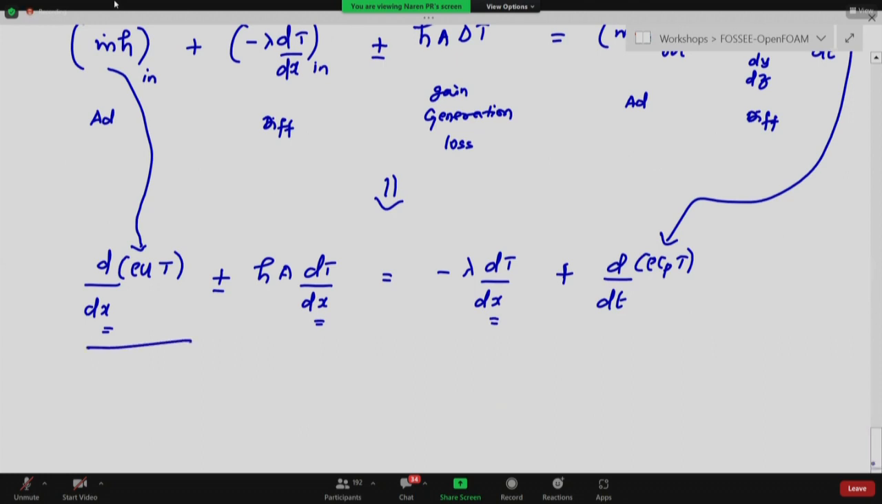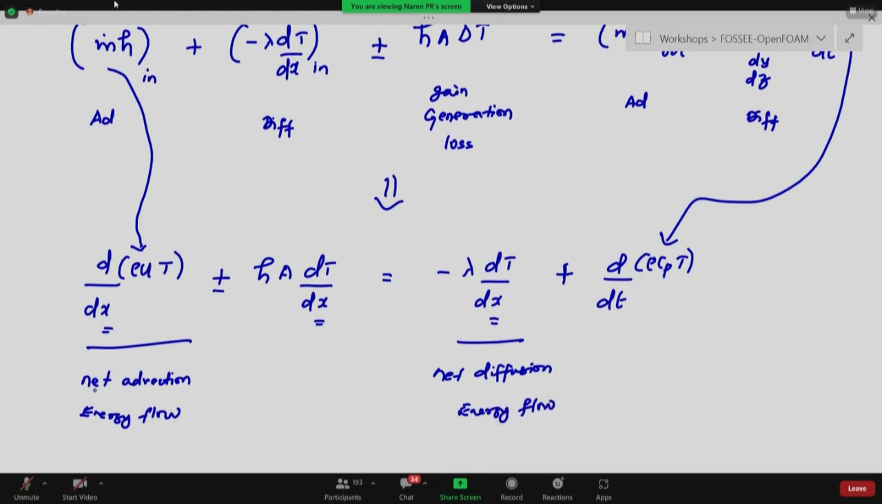Okay. So this talks about the net adiabatic energy flow. This is the net diffusional energy flow, right? This is for conductive heat transfer, right? This is accumulation, and this is heat exchange.